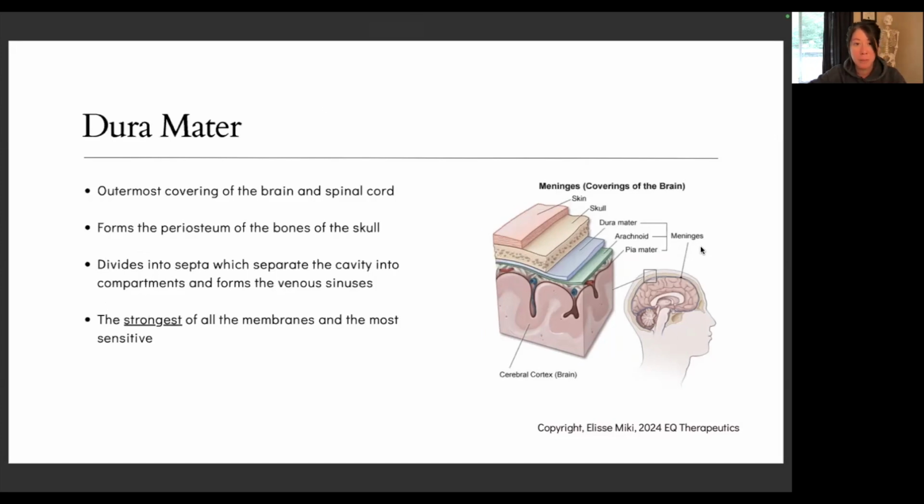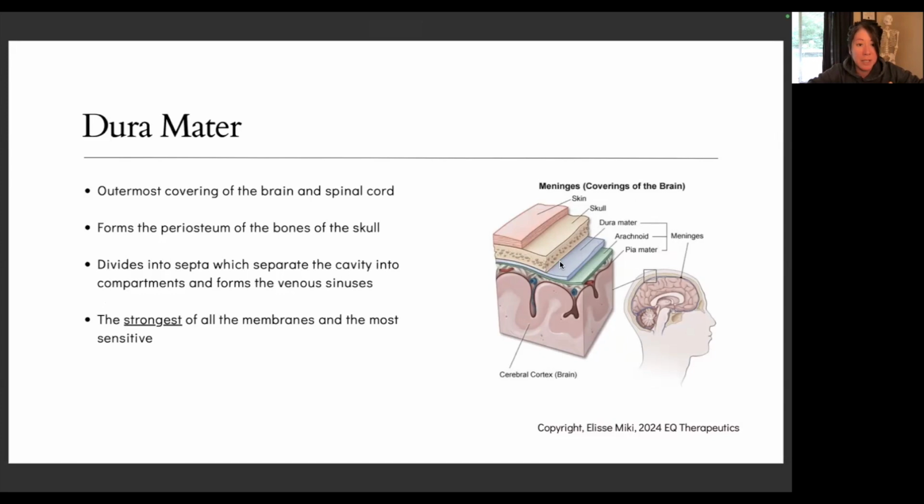So looking at the dura mater first, as mentioned, this is the outermost covering of the brain and the spinal cord, so closest to the surface. This is forming the periosteum, so that's the bony portion of the skull. So the dura is actually continuous with the skull here and is actually helping to form that periosteum.